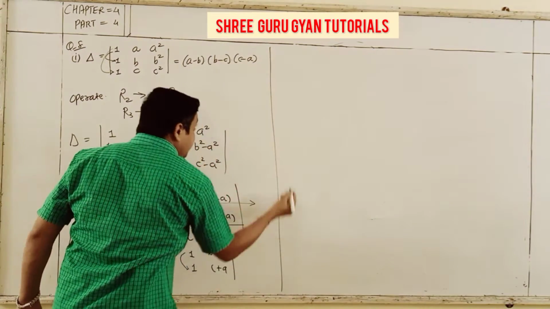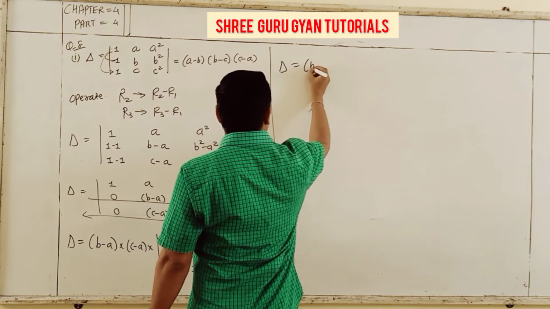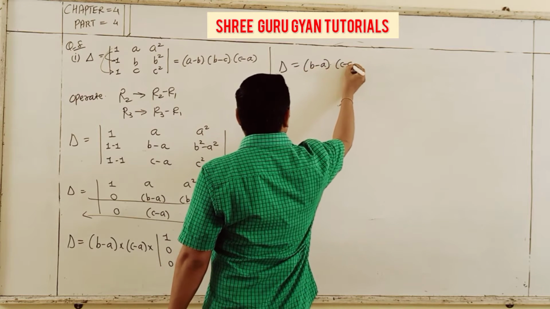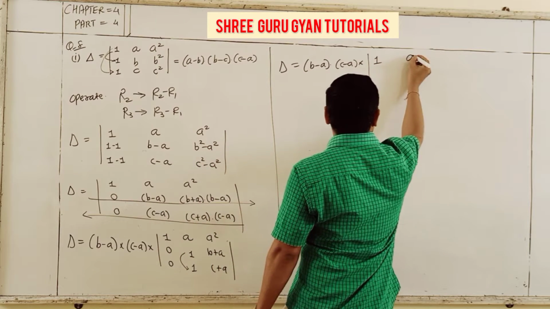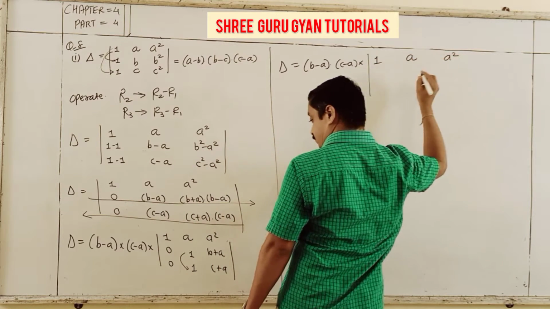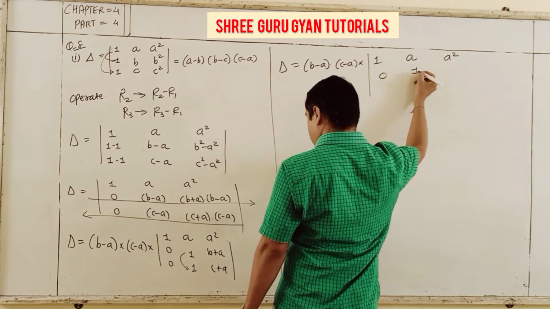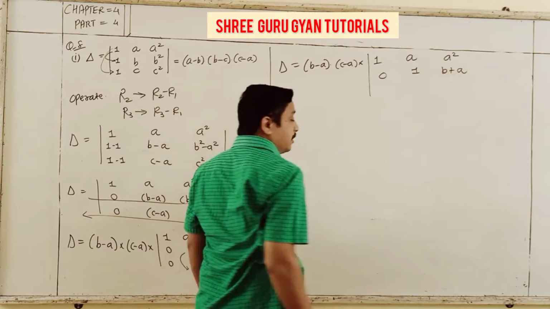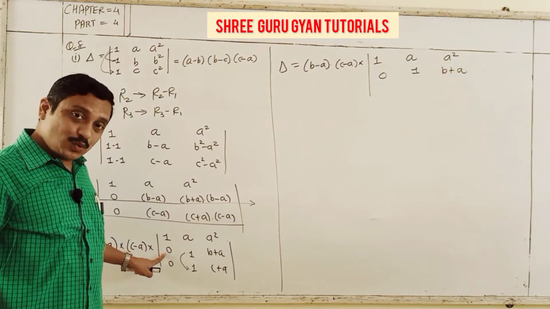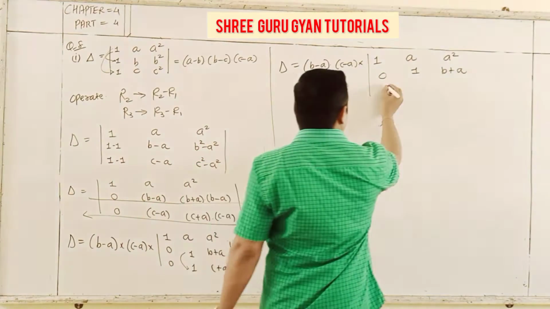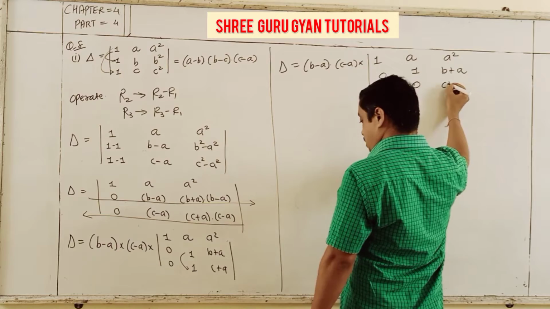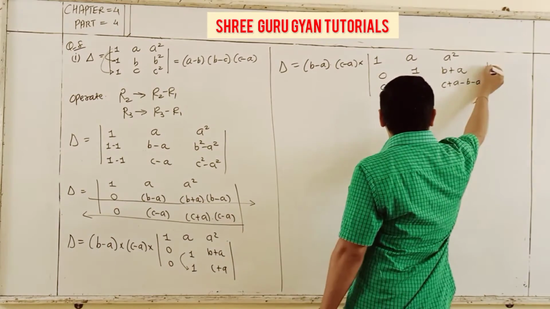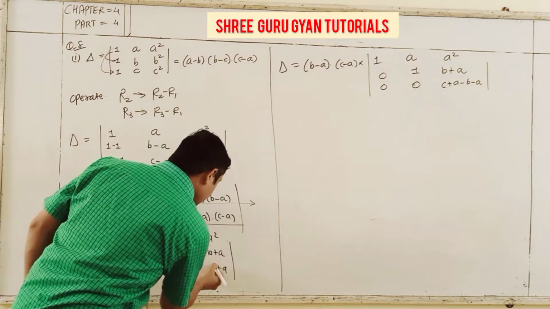So your del value will be b minus a, c minus a, and here 1, a square same, 0, 1, b plus a same, and my operation: second row subtract in third row. So 1 minus 1 is 0, and that will be c plus a minus b minus a. That is c minus b here.